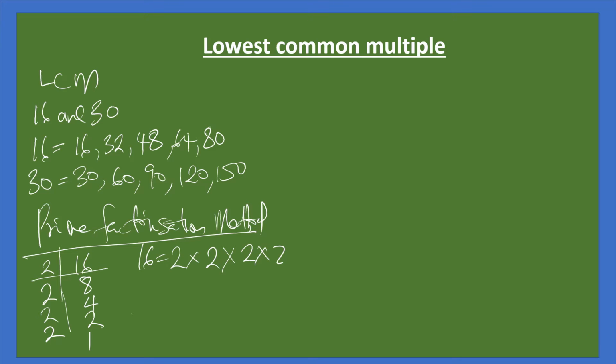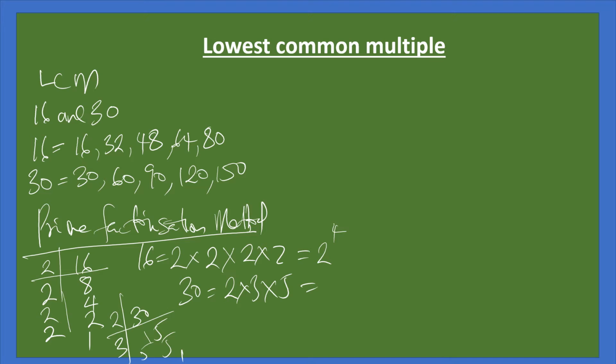So for 30, we have that 2 can go here, you have what? 15. 3 can go, you have 5. Then 5 can go, you have 1. So for 30, you have 2 times 3 times 5. So here, 2 appeared what? 4 times. Here, 2 appeared once, 3 appeared once, and 5 appeared once.